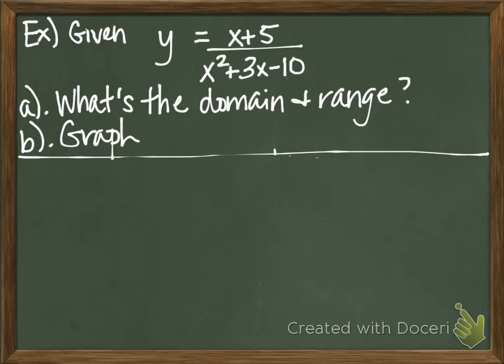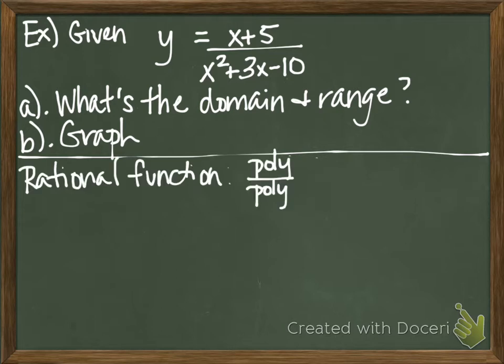In this example, we want to find the domain and range of this given function and then graph it. So it's useful to figure out what type of function this is. If you notice, we have a polynomial over a polynomial, and so that's going to be what we call a rational function. So what's the domain of this rational function?